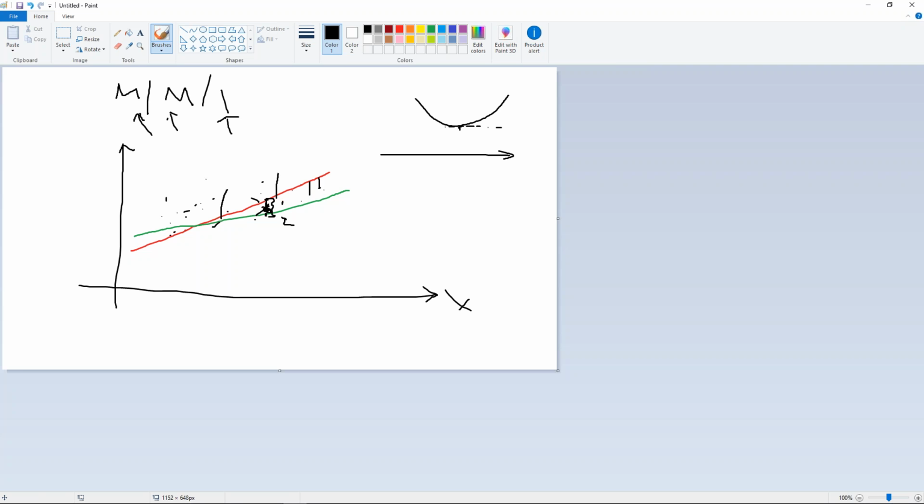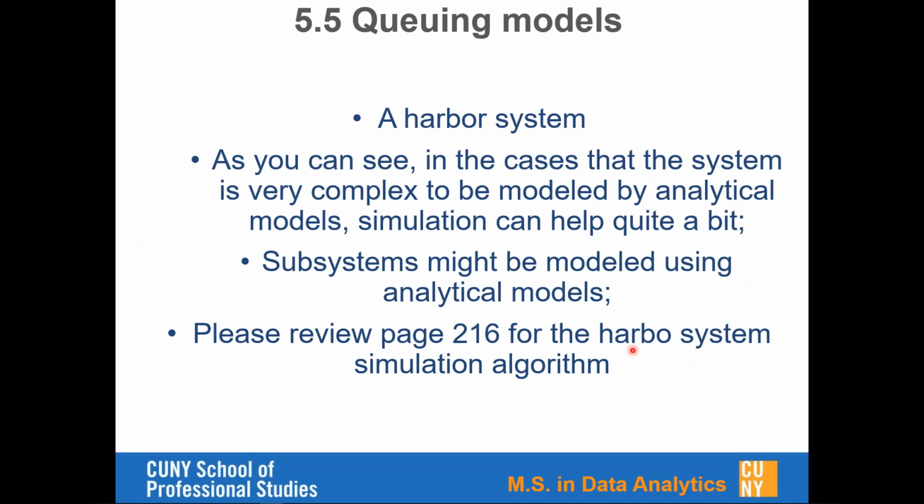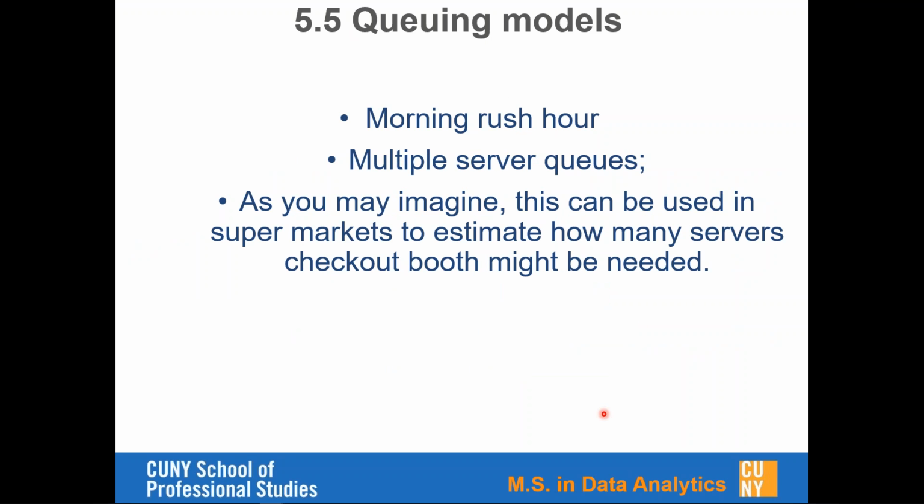And then on the other hand, in the notes you would see a section where I have a specific link to further give you some introduction on this queuing problem. And there are many other models, such as morning rush hour and multiple server queues, and it can be used in supermarkets to estimate how many servers or checkout booths might be needed. So that is another way that we look at this issue.